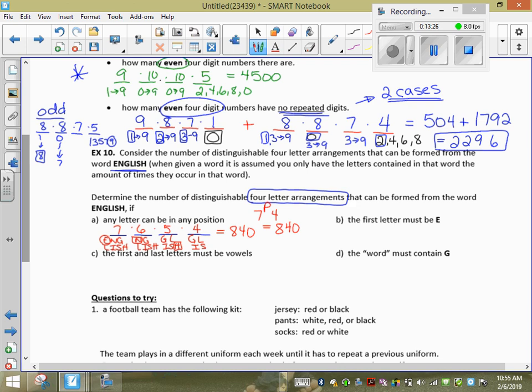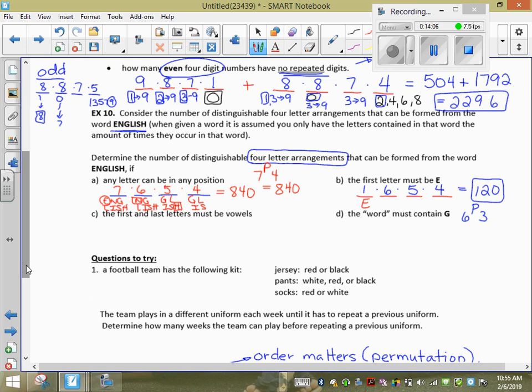The first letter must be an E. So this has to be an E. How does it change the question? What do you get in the first blank? 1. How many letters do I have left? 6, then 5, then 4. Just 120. This one I could represent by 6P3 because it starts at a 6, it goes down by 1, 3 blanks. It'll get you the same answer.